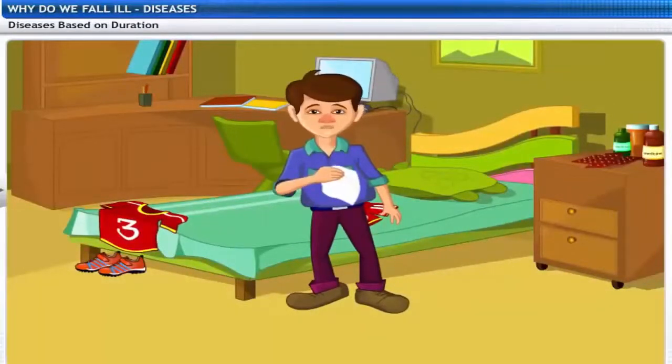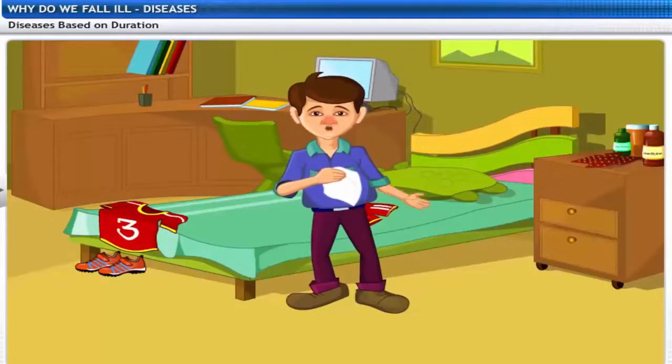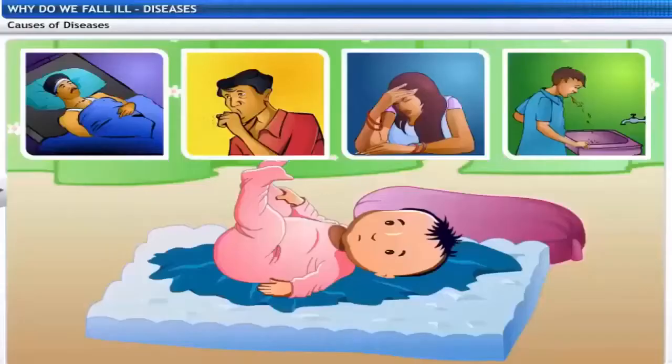I have a bad cold too. That means I'm suffering from an acute disease now. The good thing is that it will last for only a few days. Signs or symptoms give a definite indication of the presence of a particular disease.